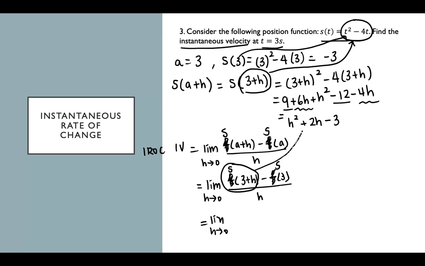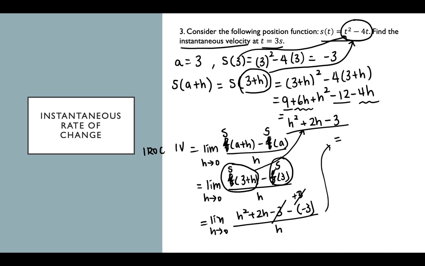So let's plug in what my output is going to be. My output for this one is h squared plus 2h minus 3. And my output for s at 3 is going to be negative 3 over h. And you will notice that negative 3 and this becomes positive 3, right? So it will cancel. Okay, so limit h approaching 0, h squared plus 2h over h.